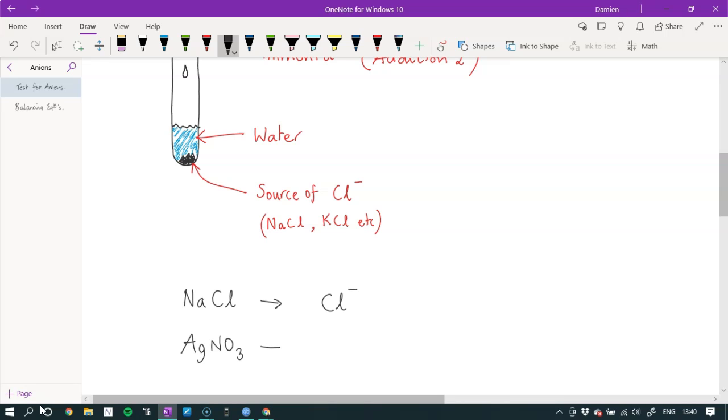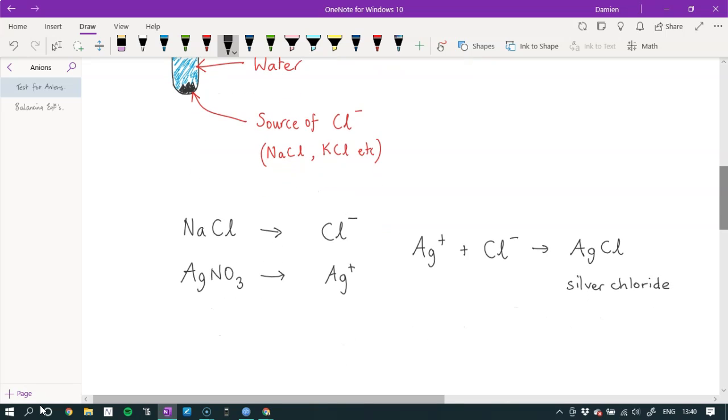When you then add the silver nitrate, the AgNO3, this again will split and give us Ag plus ions. Now the Ag plus ions and the Cl minus ions will react because they're oppositely charged, and that's going to give us AgCl. This is what's called silver chloride. Remember that silver chloride can only be formed if there are actually chloride ions in the solution.